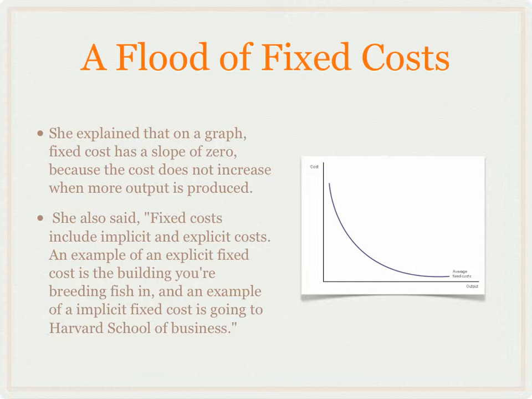She also said, fixed costs include implicit and explicit costs. An example of an explicit fixed cost is the building you're breeding fish in. An example of an implicit fixed cost is going to Harvard School of Business.